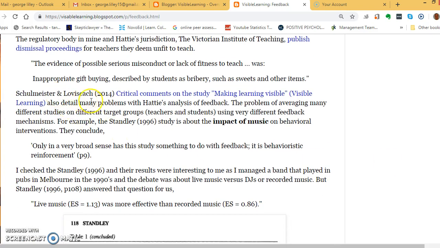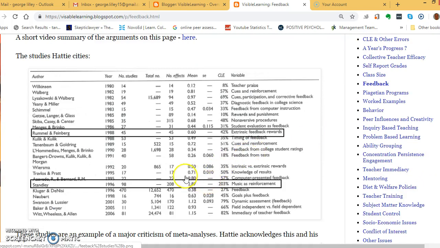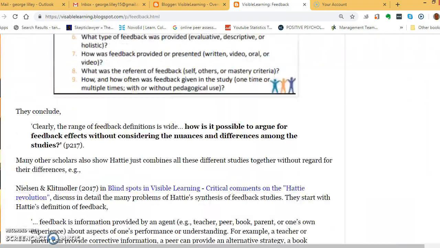More reviewers say the same sorts of things. Schulmeister and Loviscach in 2014 look at one of the Stanley studies that Hattie used. And that particular study, if we go back to Hattie's appendix, reports the highest effect size in his bunch of feedback studies, 2.87, which is quite large. He reports they use music as reinforcement.